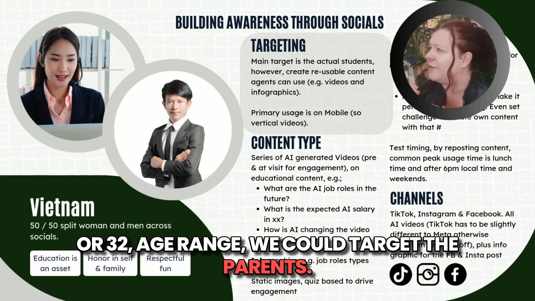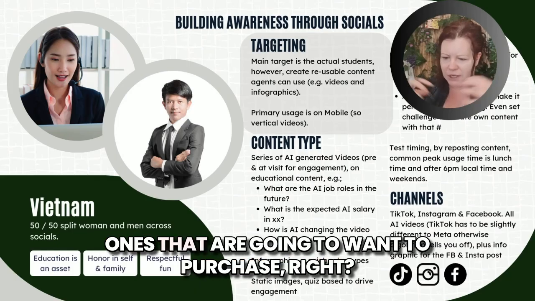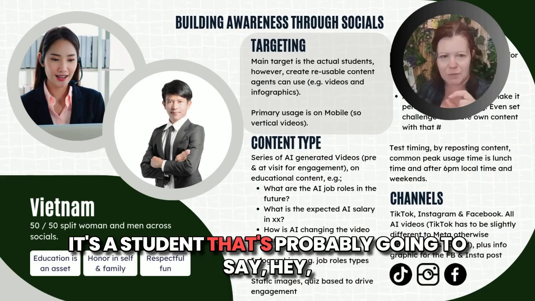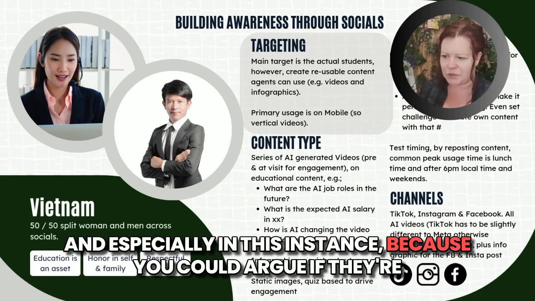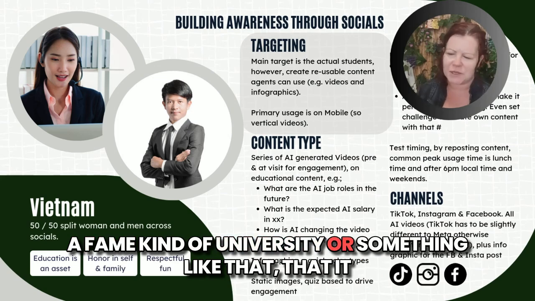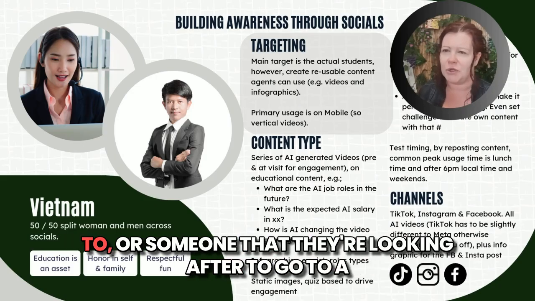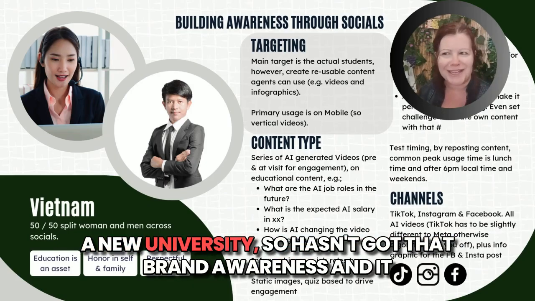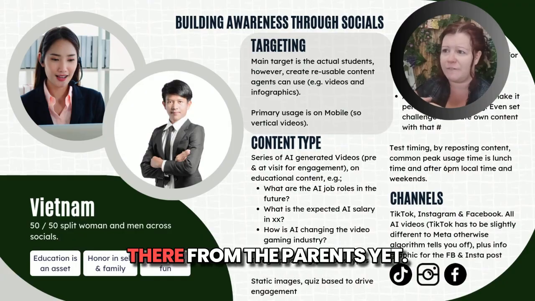We could target the parents, but the reason why I'm not fundamentally going with this straight away is because the parents are the ones that are going to want to purchase, right? So they're closer to making a decision. It's the student that's probably going to say, hey, I would like to go to this university. And especially in this instance, because you could argue if they're a famous kind of university, that it would be the parent, because they want this child, or someone that they're looking after, to go to an elite type university, right? Something with a name. Yet this is a new university, so it hasn't got that brand awareness and it hasn't got that affinity for them to want to go there from the parents yet.